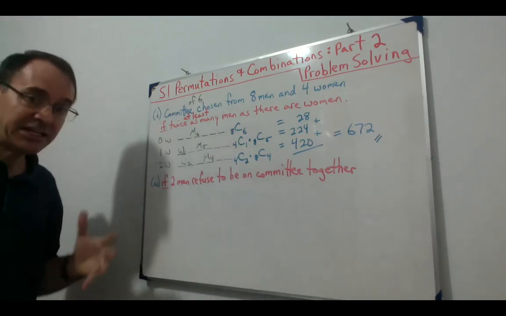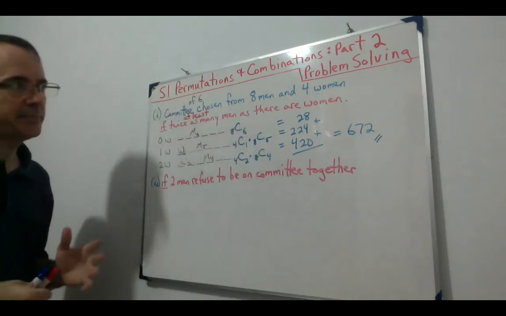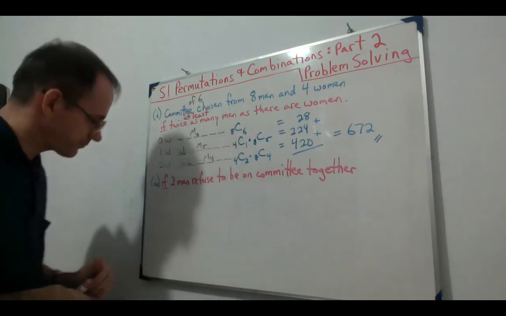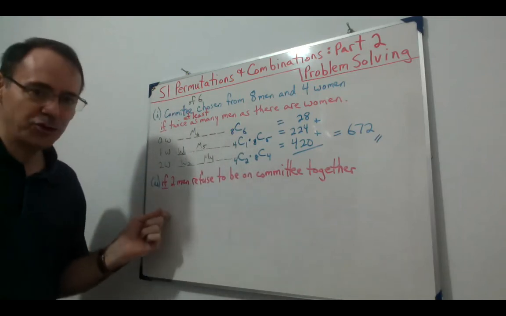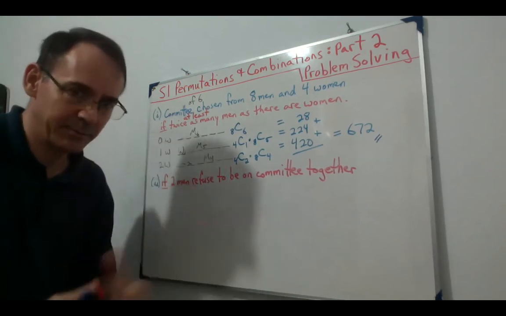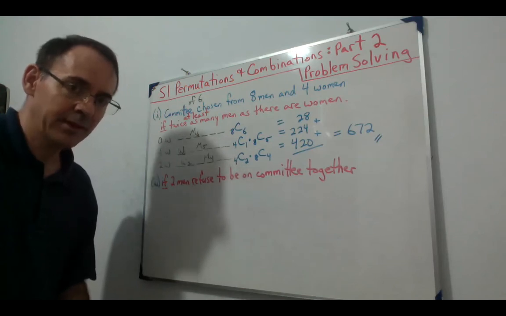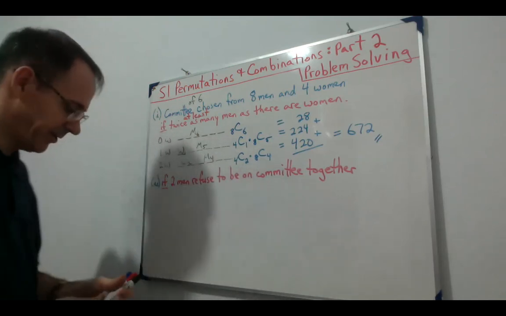Now we change the restriction: same committee, same number of men, same number of women. But now our restrictions are, there's 2 men who don't get along, and they both don't want to be on the committee at the same time. So again, we're going to want to make cases here.